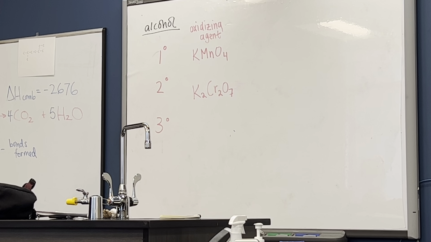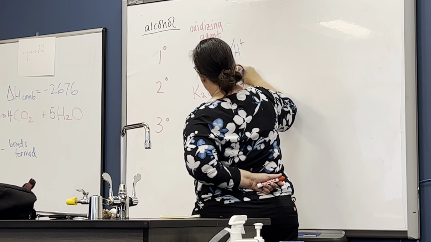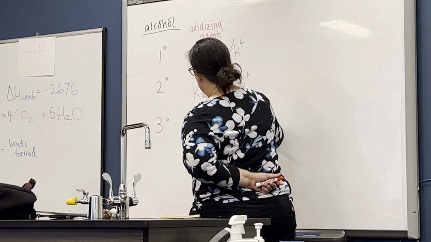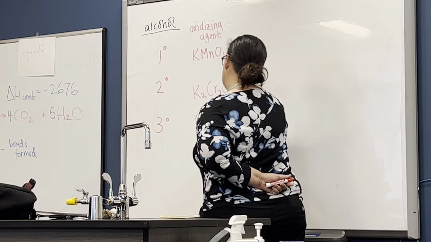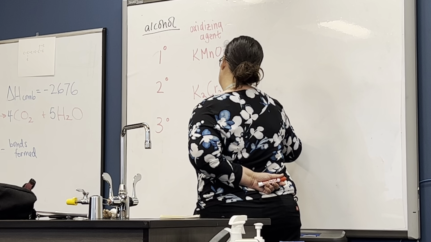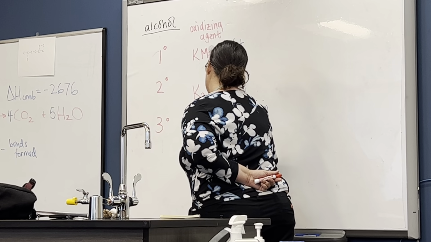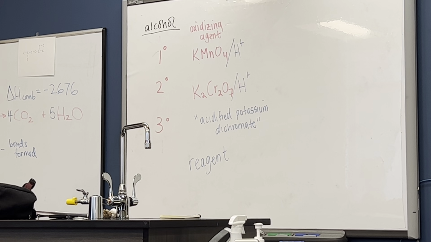And when you use that chemical, you need to use it in the presence of acid. So I will say the words, quote, acidified potassium dichromate. We will refer to this as the reagent in our very first organic reaction. It's not the reactant per se. The reactant is going to be an alcohol. The reagent is sort of what it is reacting with to turn it into something new and marvelous and organic.